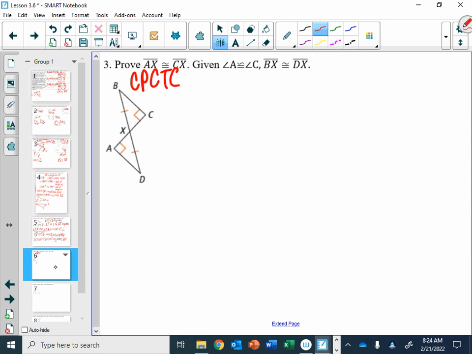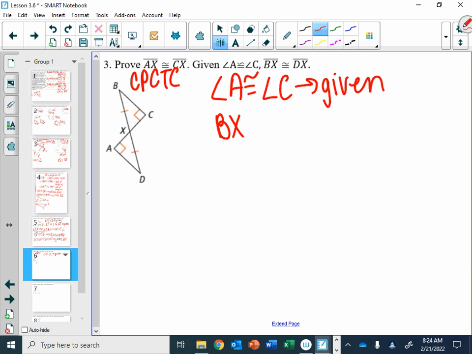Alright, I am given that angles A and C are congruent to each other, and I am also given that BX and DX are congruent to each other. First step, write out your givens. Okay? So A is congruent to C, given. And BX is congruent to DX. Given. Like I said, if you can't figure anything else out, write that out. You can at least do that.